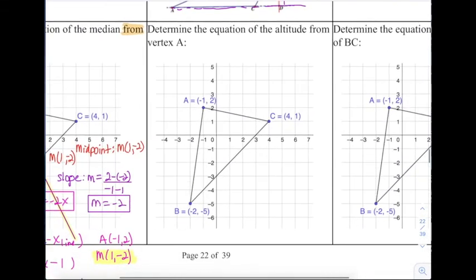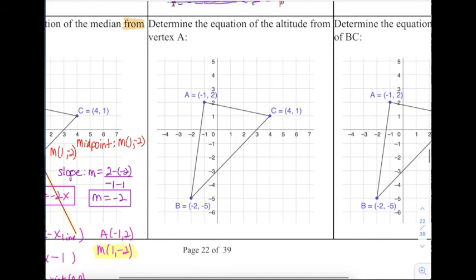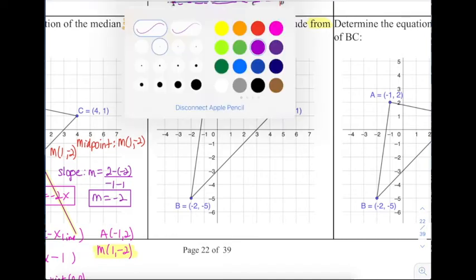So let's determine an equation of the altitude from vertex A again. I did that on purpose. So what we're going to do is we're starting with A.